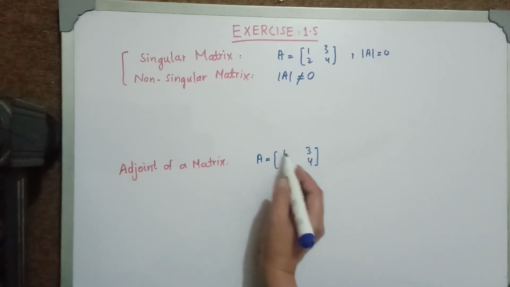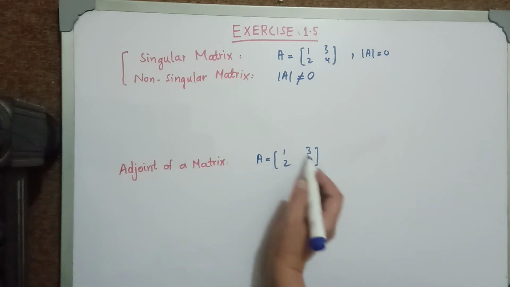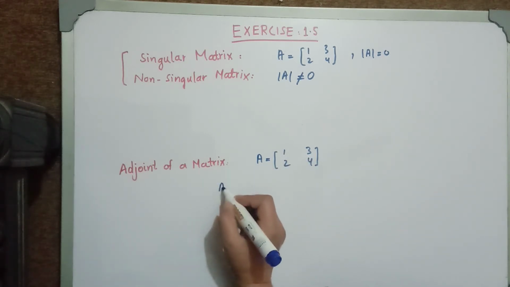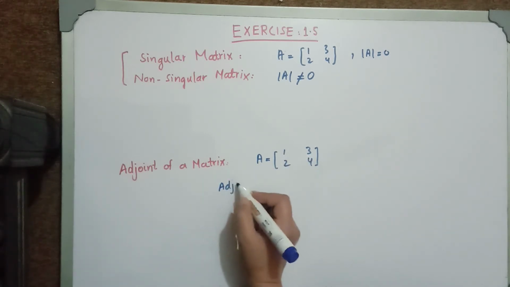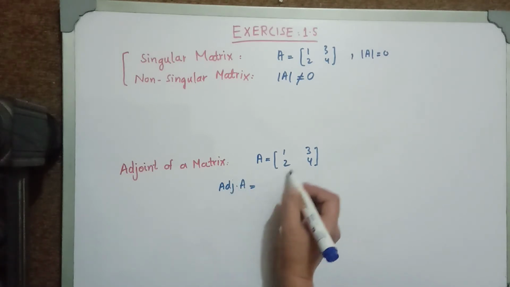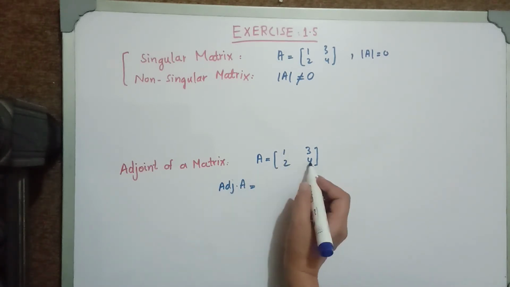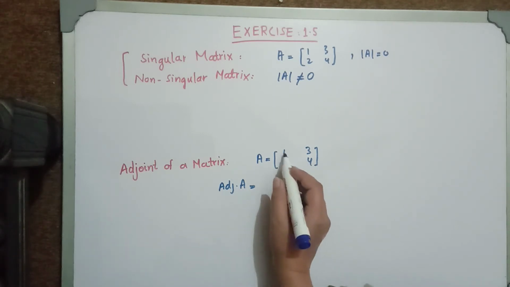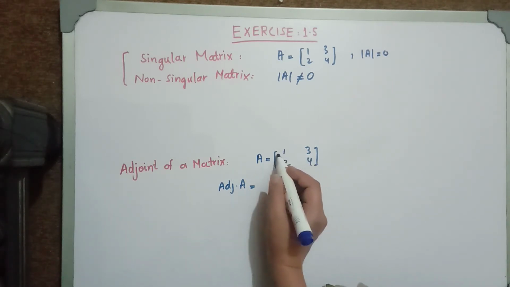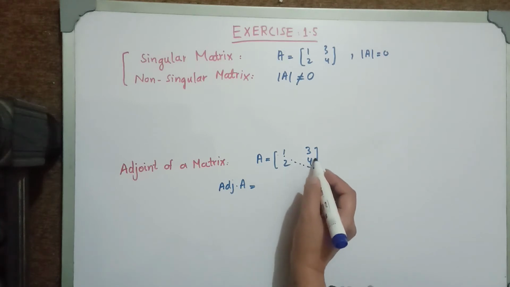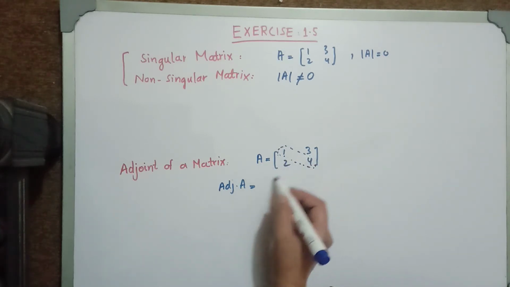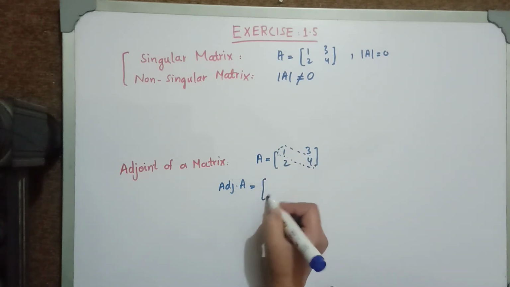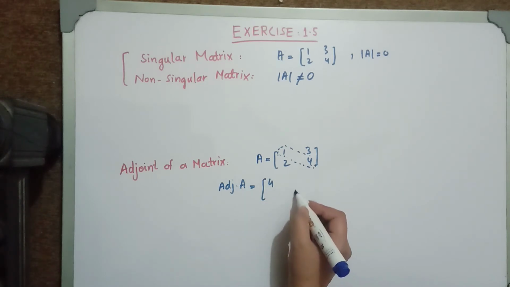replace the entries of the first diagonal, right? So to find the adjoint of this matrix A, I'm going to replace the position of these two entries of the first diagonal. This is our first diagonal here, right? So 4 will come at the place of 1 and 1 will come here, right?